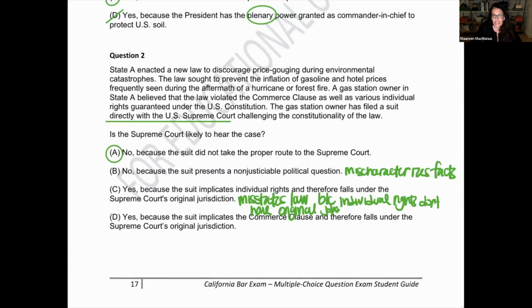A lot of people picked D though. 28% of people picked D. 10% of people picked B. And D says yes, because a suit implicates the Commerce Clause. Just implicating the Commerce Clause doesn't do it.